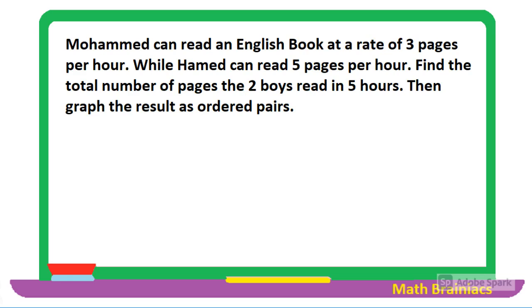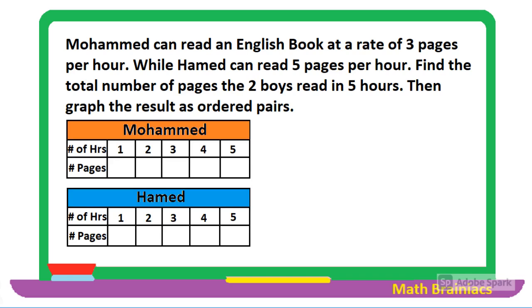Muhammad can read an English book at a rate of 3 pages per hour, while Hamid can read 5 pages per hour. Find the total number of pages the two boys read in 5 hours. Then graph the result as ordered pairs. Appropriately, we have two numerical patterns here that we are going to make. One for Muhammad and one for Hamid.